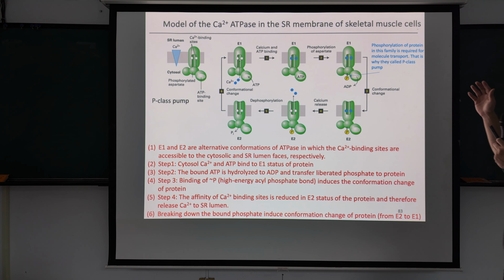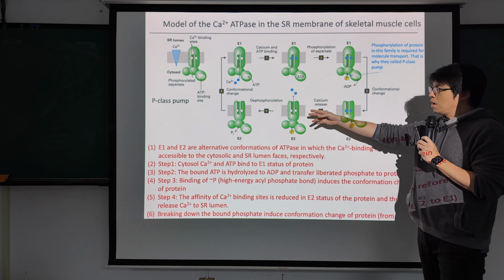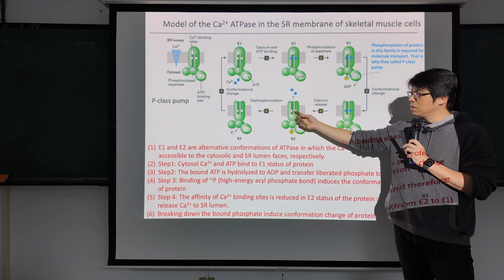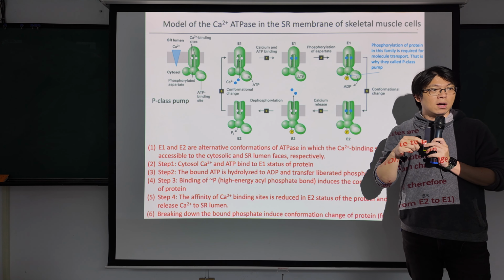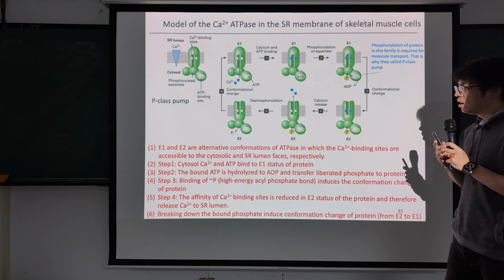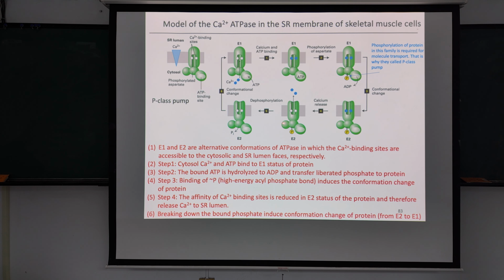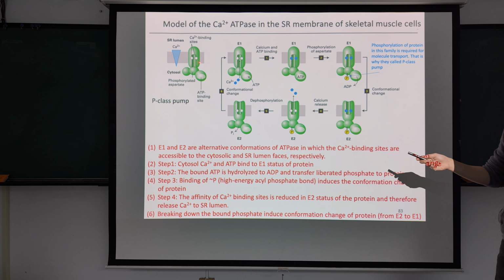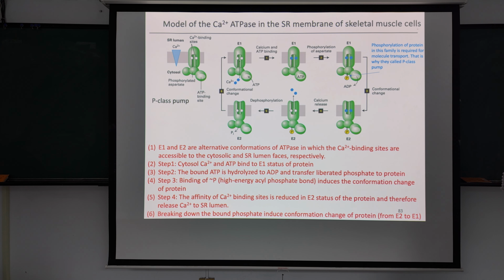Okay? Then for the E2 conformation, they will open to the other end, and under this conformation the calcium binding site affinity will be lower. That is why they will release the calcium. Okay? Then the phosphate group conjugated to the aspartate will be released, and then they become E1 again. So by doing this, they keep changing their conformation through ATP hydrolysis and phosphorylation, and deliver the calcium from here to the other side, and generate a strong electrochemical gradient in the SR lumen. Okay.